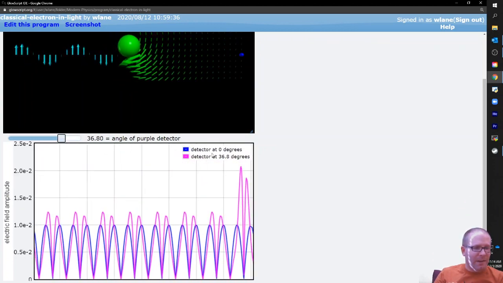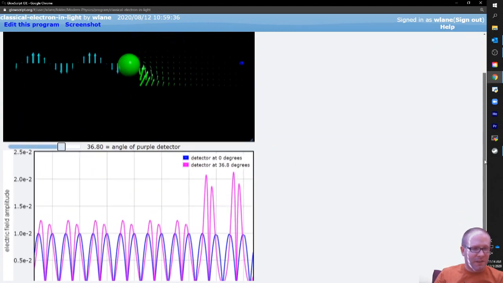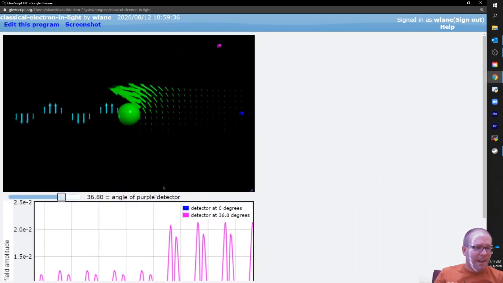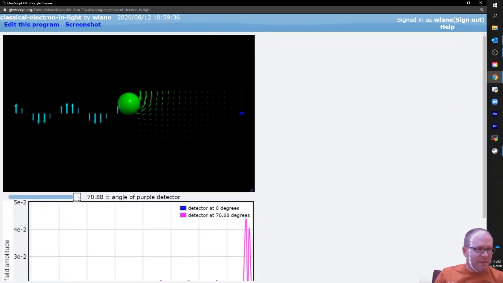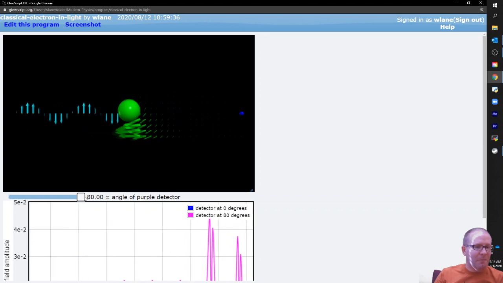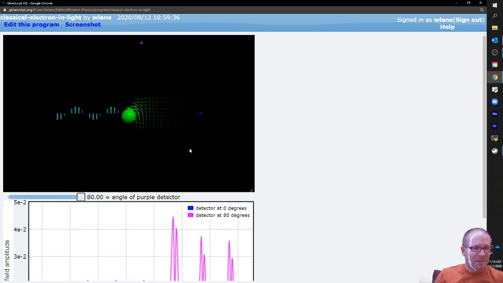I can move this thing around. I get something very different for the purple now. Let's see, how far can I move this thing around? I think I can move it all the way to, okay, move it all the way 80 degrees, a little bit off screen. There we go.